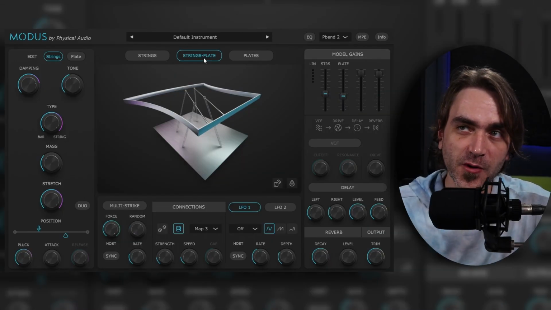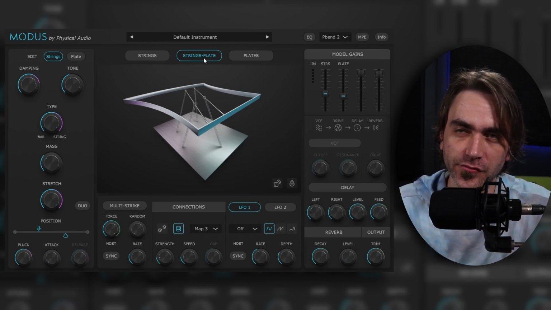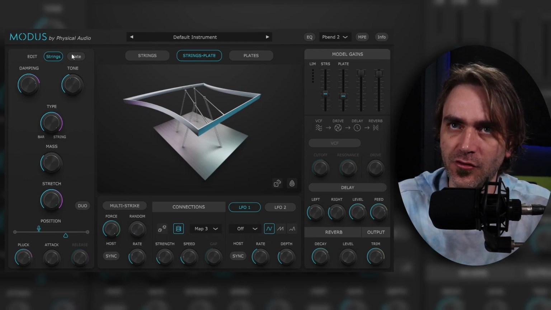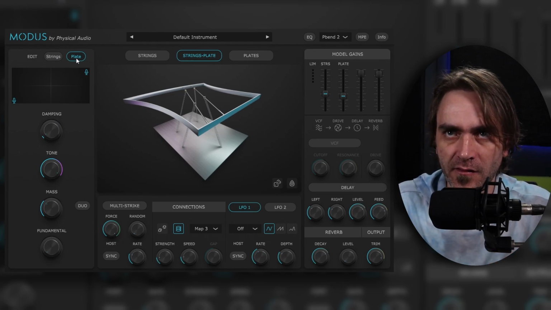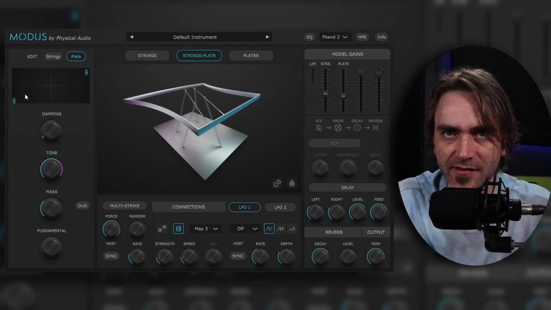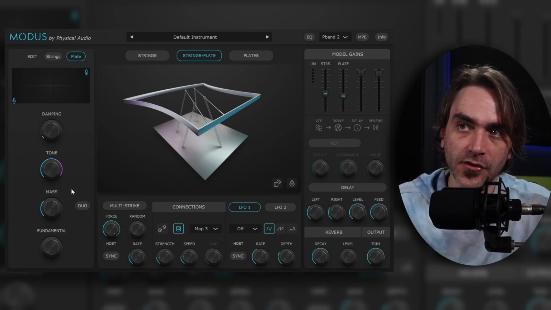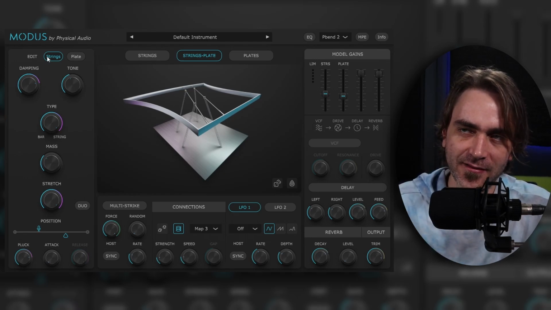And the last synth mode is strings and plate, which is essentially a mix of the two. So I'm not going to go too much into the details of this, but know that you have essentially the ability to edit the strings and edit the plates. So it's very similar here, except we don't have the oscillator to excite the plate. The string is what resonates the plate.